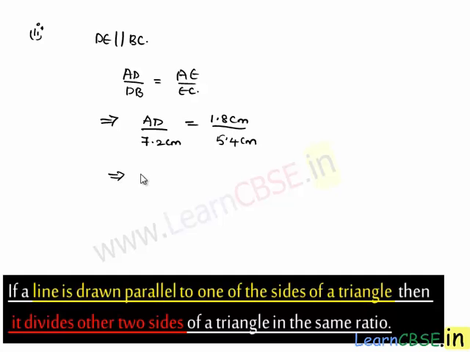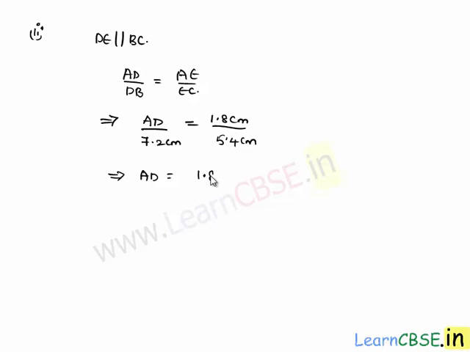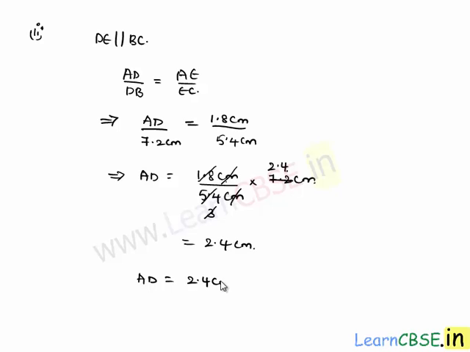That implies AD can be obtained by transposing 7.2 centimeters to the right hand side, that is 1.8 centimeters by 5.4 centimeters into 7.2 centimeters. Here in numerator and denominator centimeter is common and it will be cancelled, and here 1.8 goes in 5.4 3 times and 3 goes in 7.2 2.4 times, which is equal to 2.4 centimeters. And finally we got the value of AD as 2.4 centimeters.